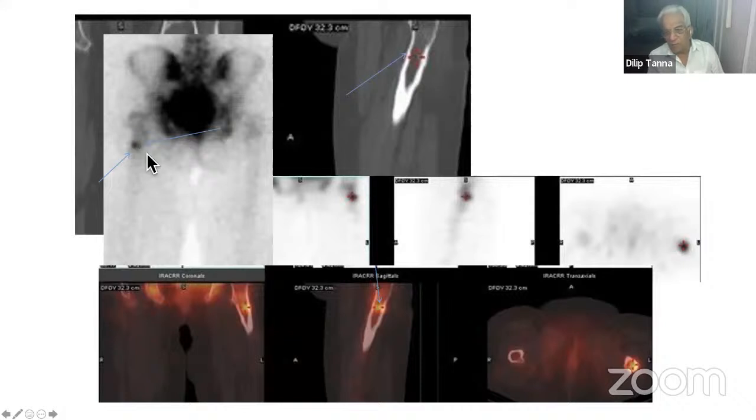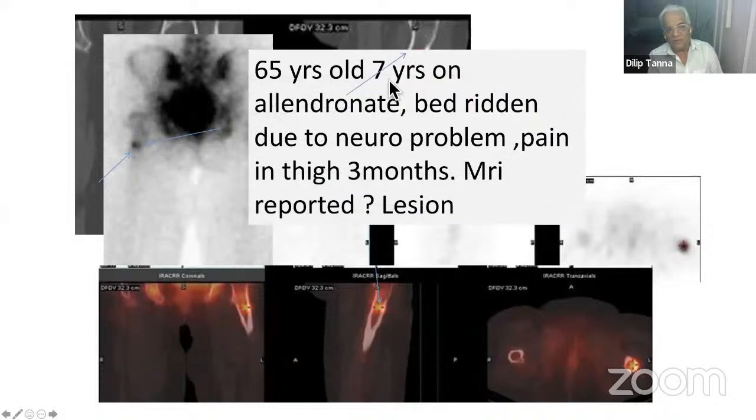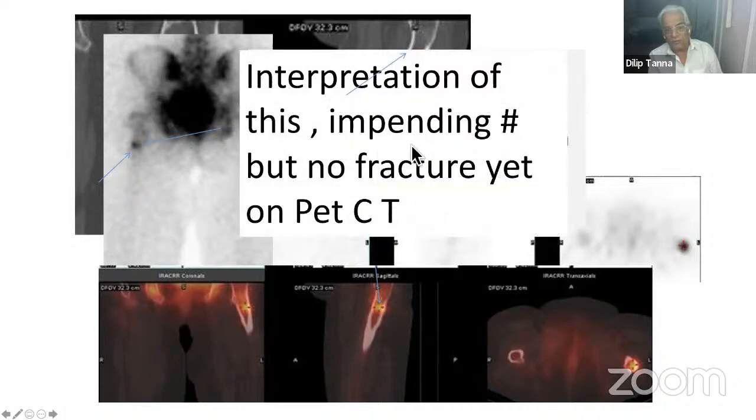But today, once there is a thickening of the outer cortex, it has to be confirmed that it is a fracture. The only thing is, the patient doesn't agree that this is a fracture which needs treatment, and in order to convince the patient, you'll probably have to do these investigations. Otherwise, this is a 65 or 70-year-old, bedridden due to a neuro problem, with pain in the thigh for 3 months. The MRI reported a query lesion, and the interpretation was an impending fracture, but no fracture, yet the PET scan showed this typical fracture.